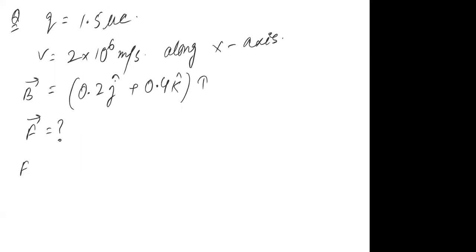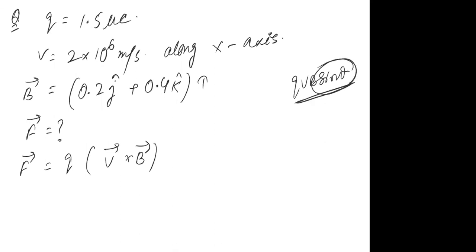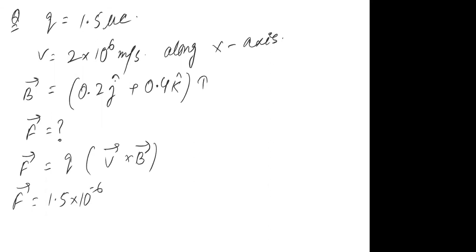Sir, what are we supposed to do? We will use the concept of V cross B, because here theta is not given. You don't know the value of theta between the velocity and magnetic field, so you cannot use the magnitude formula. So you will take the cross product of the velocity vector and the magnetic field vector. You will write this force as 1.5 microcoulomb, and let us convert it into coulomb, so it would be 1.5 into 10 to the power minus 6 coulomb.